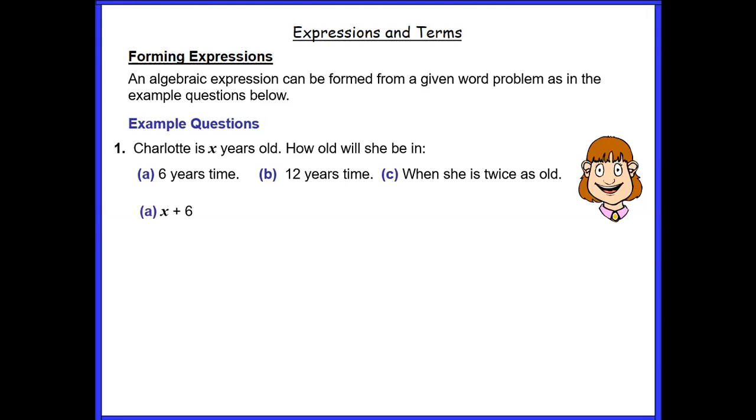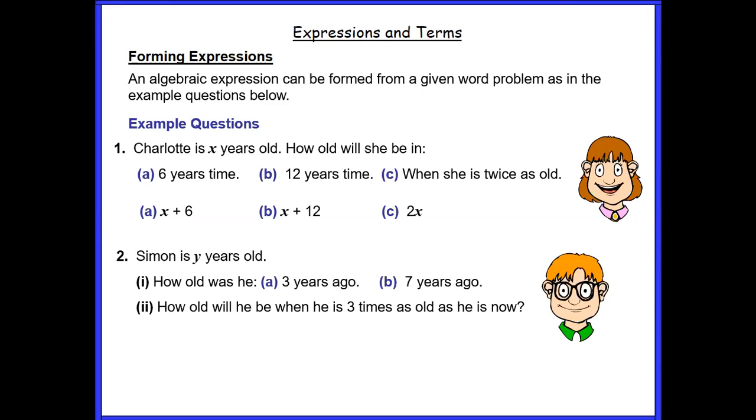The first one, we can say X plus 6. Charlotte's age is X, we don't know how old she is, so whatever age she is, plus 6. In 12 years' time, we can say X plus 12. And when she's twice as old, we can write that algebraically as 2x. 2x, remember, is 2 times x, so that will be how old she is when she's twice as old.